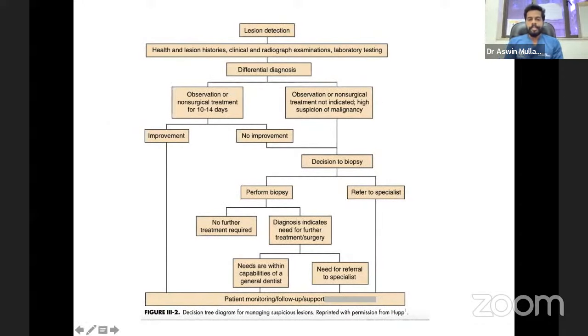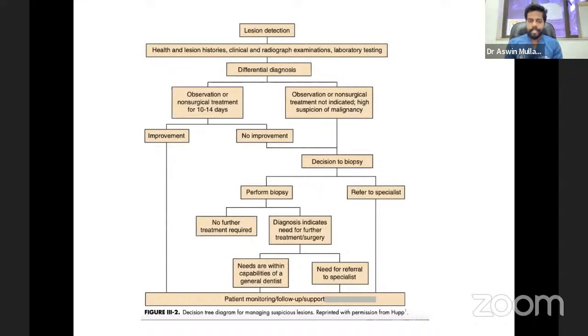So this is a decision tree for when to take a biopsy. This is the basic idea. First, if you're finding a lesion suspicious, the main thing is to take proper history, then do basic investigations and make your own differential diagnosis. If you are not finding the lesion that suspicious, you can observe or do conservative management, not more than 14 days. You have to recall the patient and make sure whether there is any improvement or otherwise in that scenario.